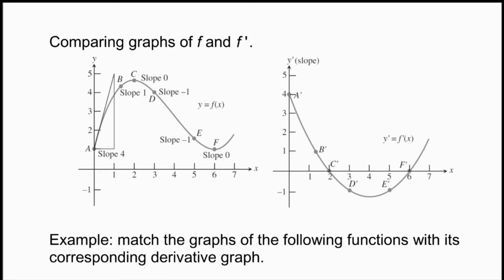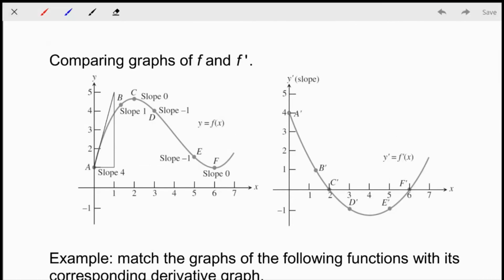So, for example, let me circle some points here so you can see which ones I'm talking about. When I'm at the point A, notice the slope there is 4. The y value here is 4 for A prime. So the slope on the original graph matches up with the y value on the derivative graph. That's really important to remember.